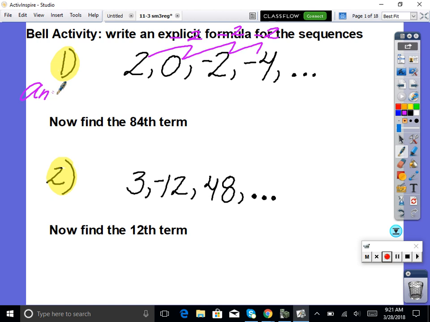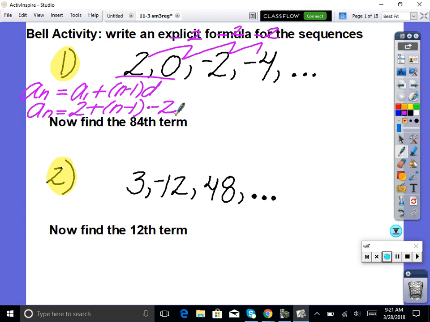So then you'd say, you've got to have this formula memorized for the test. An equation that generates any term in the sequence for this will be a sub 1 plus n minus 1 times the common difference. So a sub n is equal to a sub 1 is 2 plus n minus 1, our common difference was -2. Now, remember how I've said you're going to need to actually simplify it for the test, as in multiply that in.